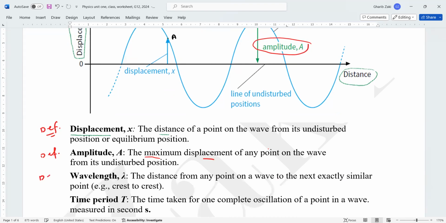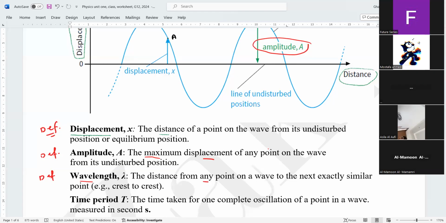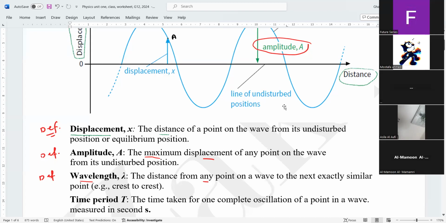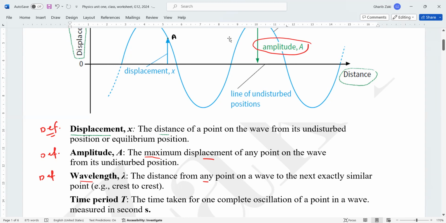Also, we have another definition, the wavelength. It is the distance from any point on the wave to the next exactly similar point. Or we can say it is the distance from crest to successive crest. So the distance between two crests is called the wavelength. We have to write the definitions in the notebook because they are important. Yes, question? Any question? We studied those definitions in grade 11 before, but they are important also in grade 12.